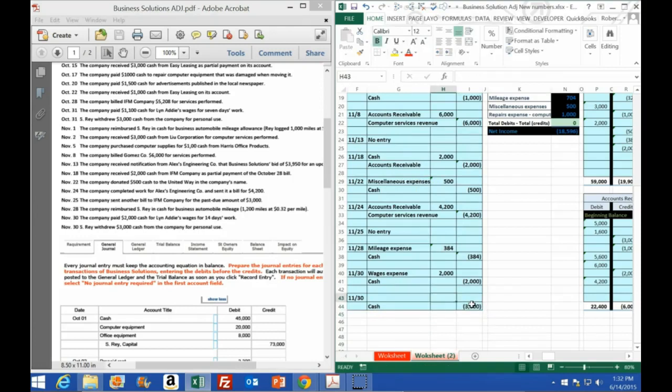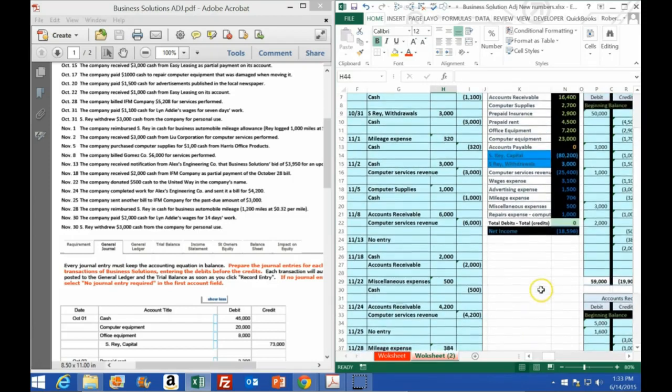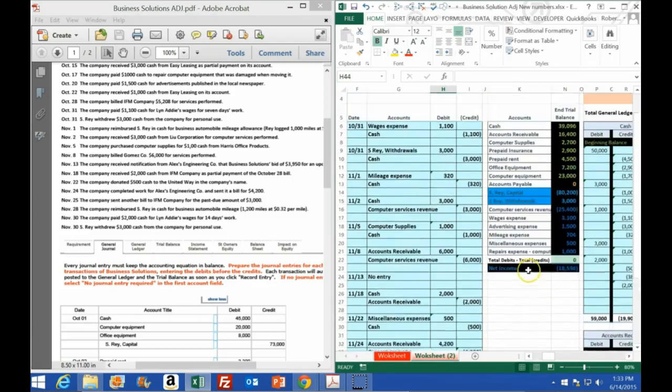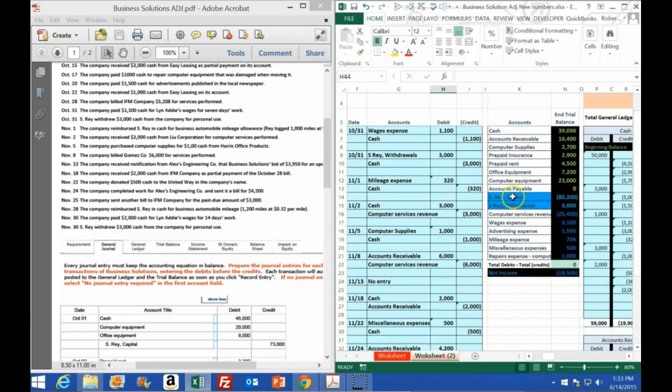If we credit something, we're going to have to debit something. Every transaction has to have at least two accounts and an equal number of debits and credits. Who took it out? Ray. Who's Ray? Ray's the owner. Therefore, you would think it would be the owner's equity section. And we have the withdrawals right here.